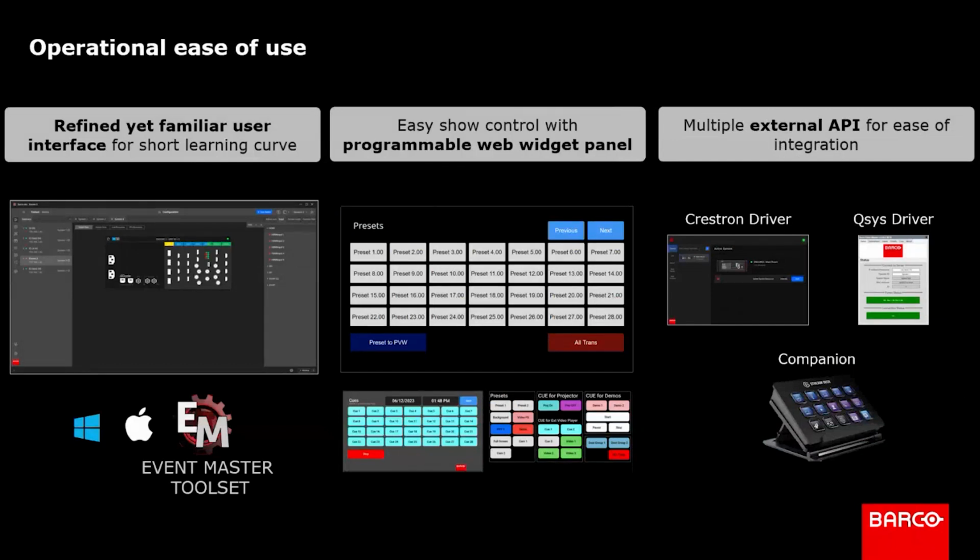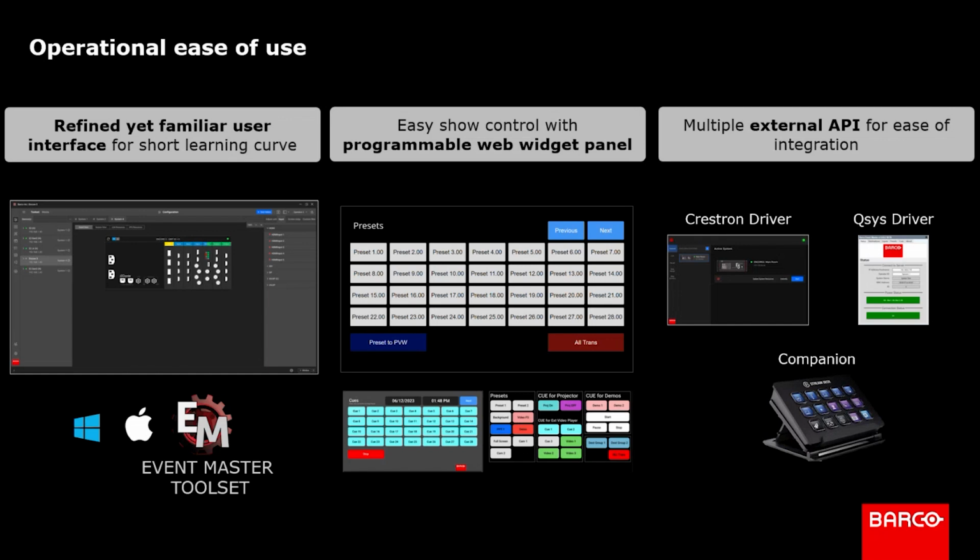Now let's talk about operational ease of use. We do have our refined yet familiar user interface, which we've seen has an extremely short learning curve. So it feels very similar to Event Master 9.2, 9.3 and below, but it's more streamlined, right? We really shot for, again, high speed, low drag on that interface. Not only that, we support Windows, we support Mac, we support it on the EC210.